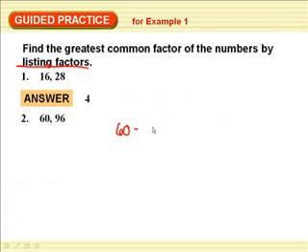Okay, so let's do 60. 1 and 60, 2 and 30, 3 and 20. Does 4 go into 60?